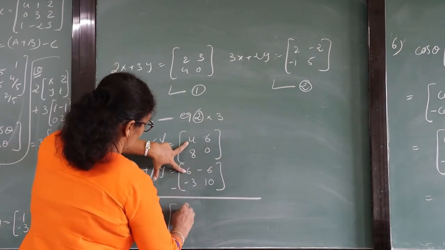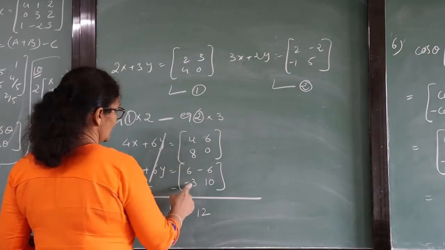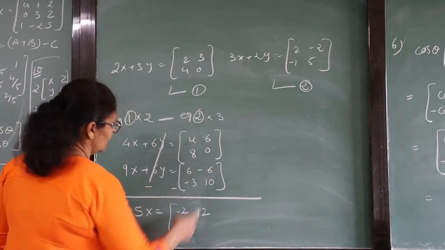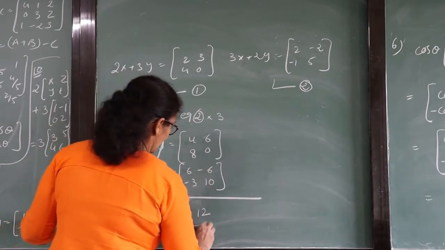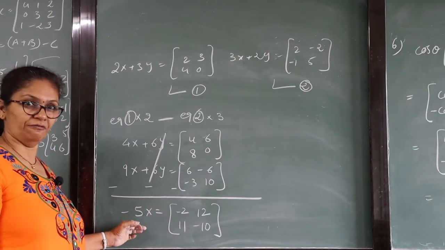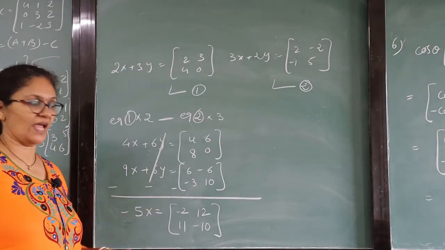4 minus 6 will be minus 2. 6 minus minus plus will be 12. 8 minus minus plus 3 will be 11, and then 0 minus 10 will be minus 10. Now you have to divide in place of 5. We divide directly by minus 5. So you will get your x.